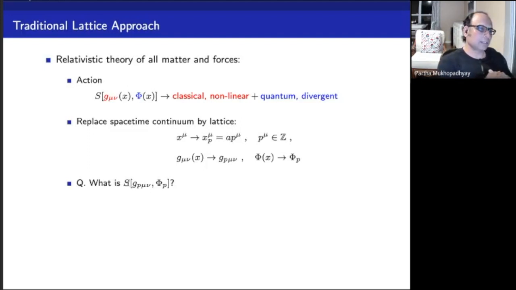So how to take the continuum limit? That's a very technical and difficult question. I'm not going to address that. I'll address only how to write the action on the lattice. I want to ask that question only.